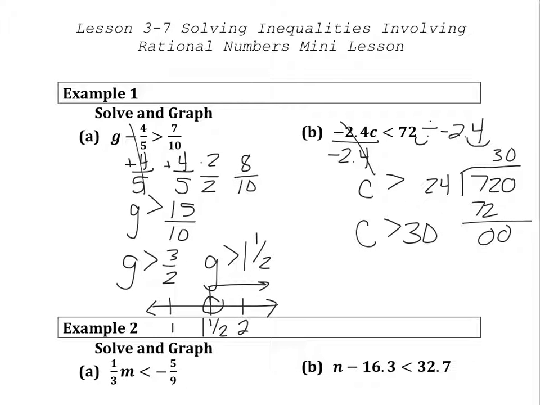Now, what am I forgetting here? We divided by a negative. A positive divided by a negative is a negative, so negative 30. C is greater than negative 30. I'm going to have that on my number line. I'm going to have negative 29, and I'm going to have negative 31, a number bigger and a number smaller. Open circle because it's greater than, and then I'm going to have an arrow pointing to the right. Okay, we have 2 more to go.